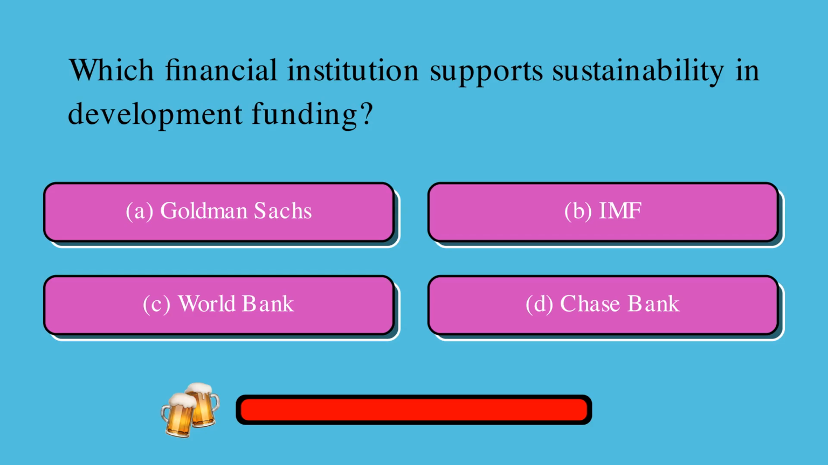Which financial institutions support sustainability and development funding? Is it A, Goldman Sachs, B, IMF, C, World Bank, or D, Chase Bank? The correct answer is C, World Bank.